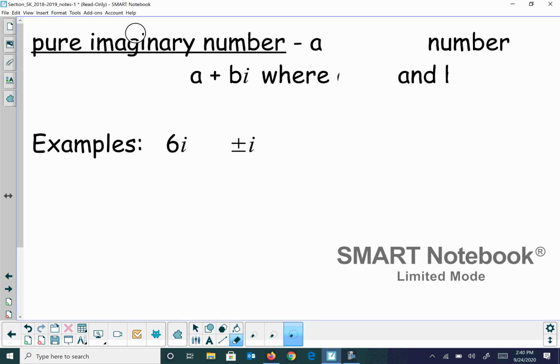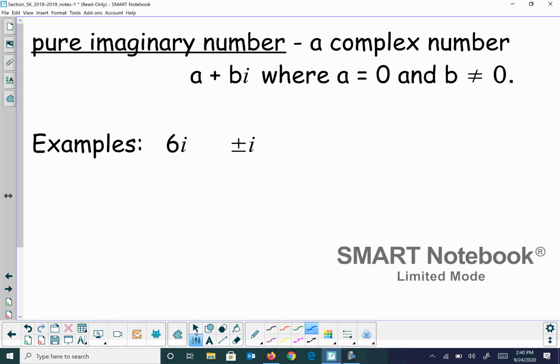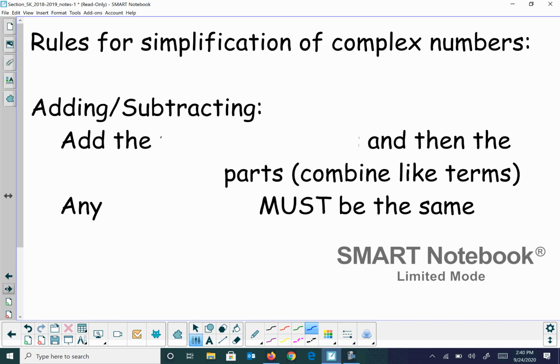All right, so pure imaginary number. A complex number a plus bi where a is equal to 0 and b is not equal to 0. Okay, so that's where that exists. So 6i is a pure imaginary number, or plus or minus i, where we're missing the real part, so we're not counting 1 as a real part, or 0 as a real part of the number.